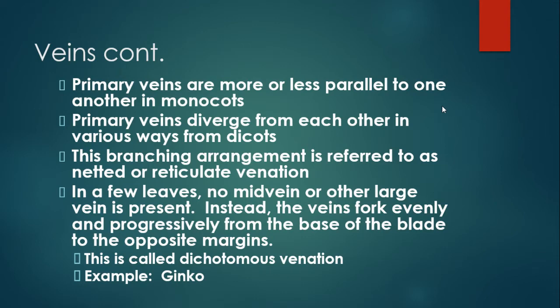In a few leaves, no midvein or large vein is present. Instead, the veins fork evenly and progressively from the base of the blade to the opposite margins, and this is called dichotomous venation, like a ginkgo tree.